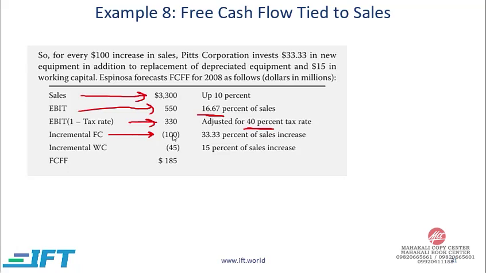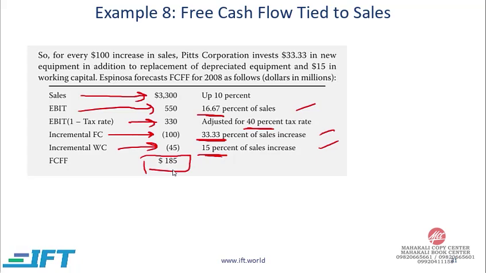Why 100? Because it is going to be 33.33% of the increase in sales. And working capital, you subtract 45, 15% of increase in sales. So this is your free cash flow. And if you make an assumption that these ratios and numbers will continue in the future, then based on the sales projection, you can then also project your free cash flow.